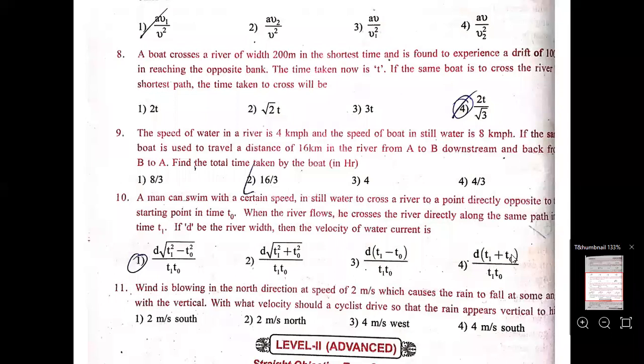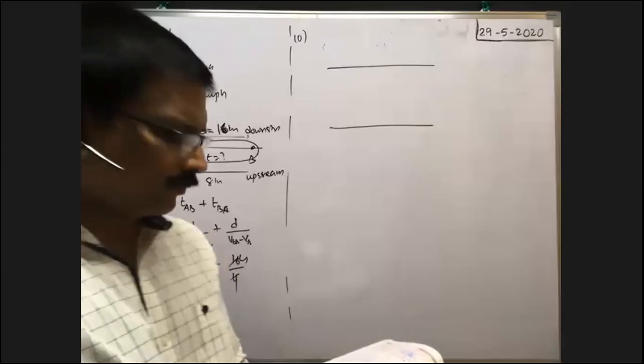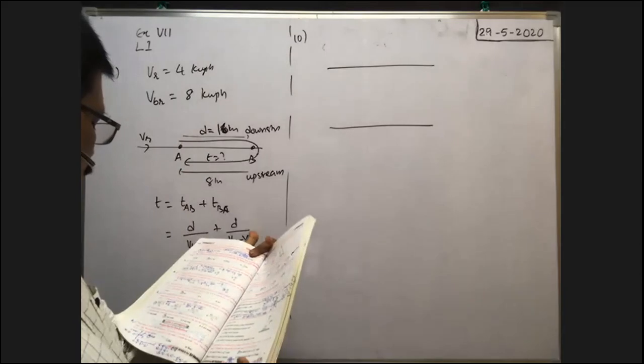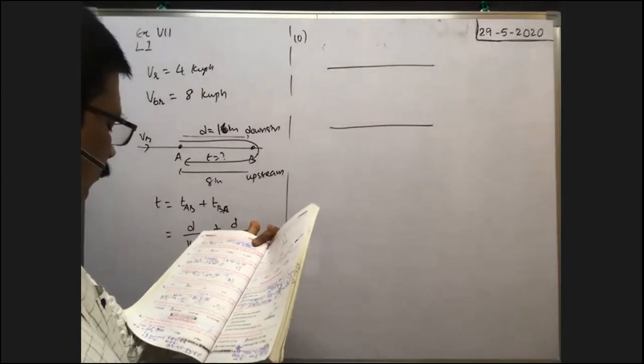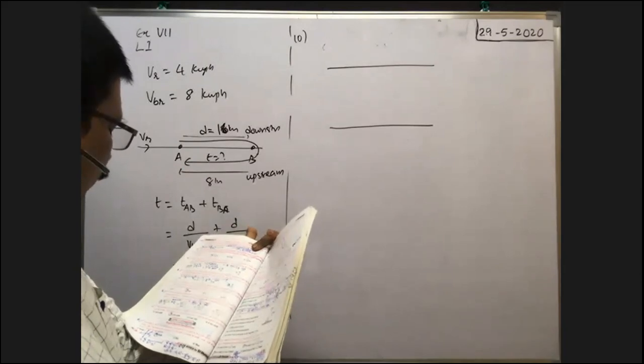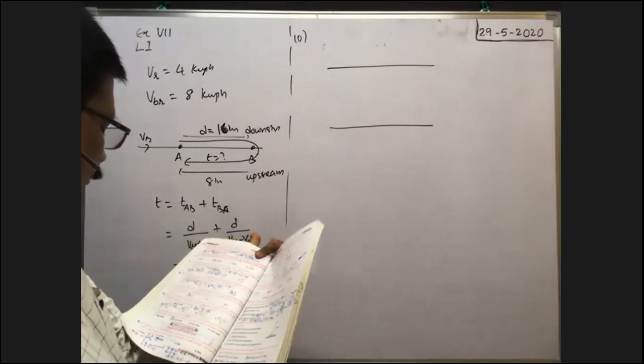Okay, have you seen the question? Now look at the board. Okay, the speed of a man who can swim with a certain speed in still water to cross the river to a point directly opposite to the starting point in a time t0.